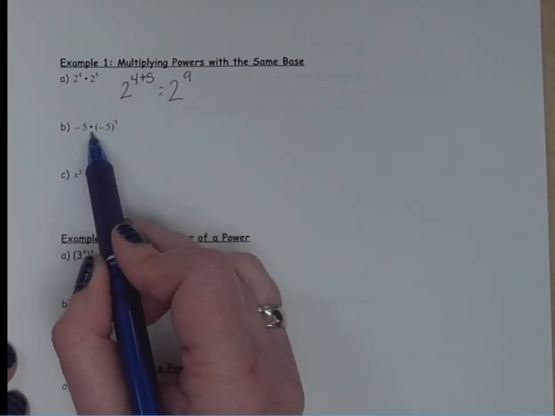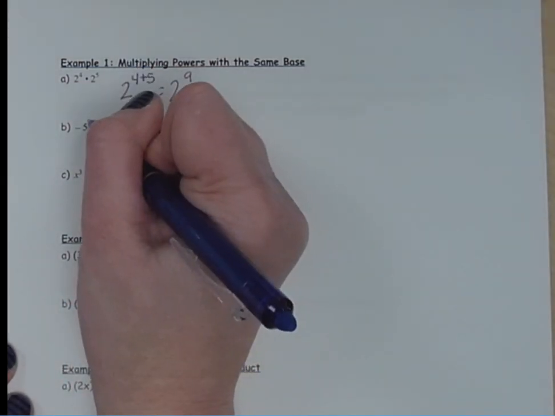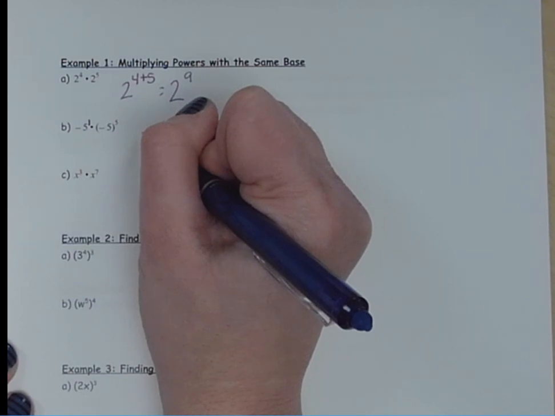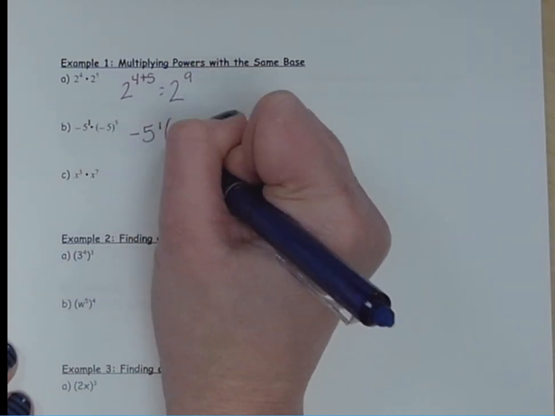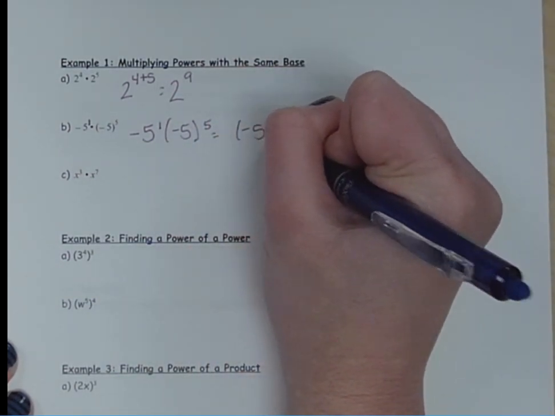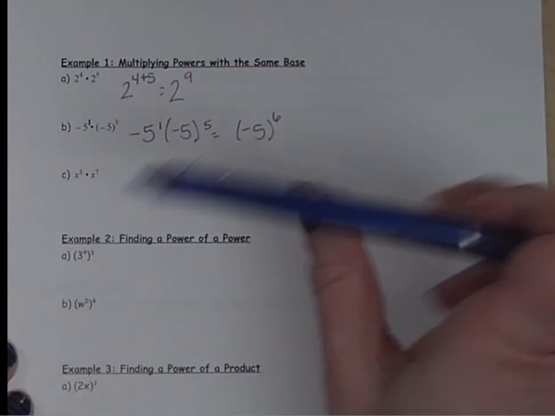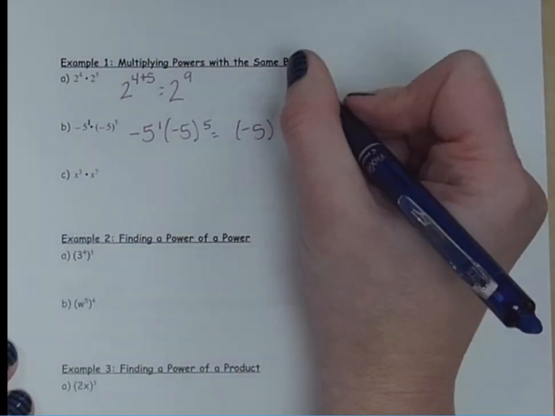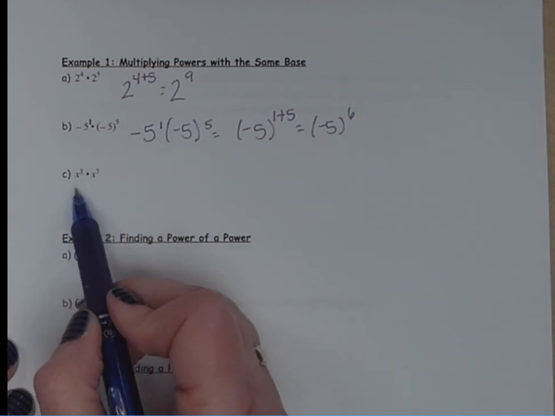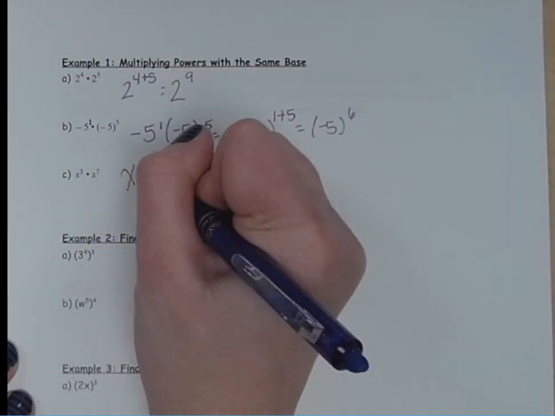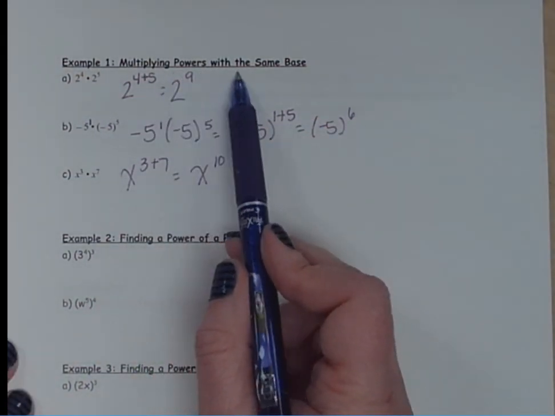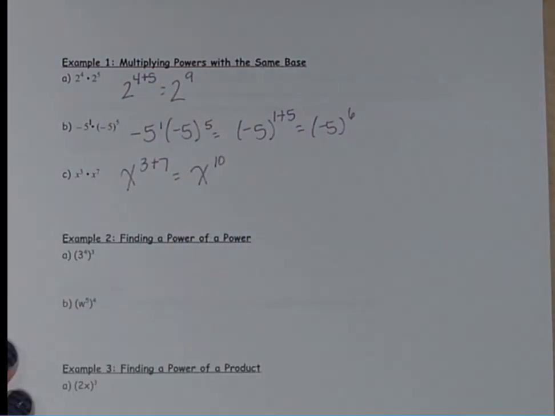Same thing here. I'm missing an exponent. Oh, wait, anything without an exponent is to the power of 1. So that's really negative 5 to the first power times negative 5 to the 5th power, which would give me negative 5 to the 6th power, because I would have 1 plus 5. Here I have x to the 3rd times x to the 7th, so I have x to the 3 plus 7, which would give me x to the 10th. So when we're multiplying powers with the same base, we add our exponents.